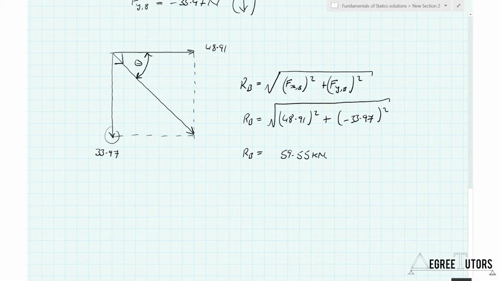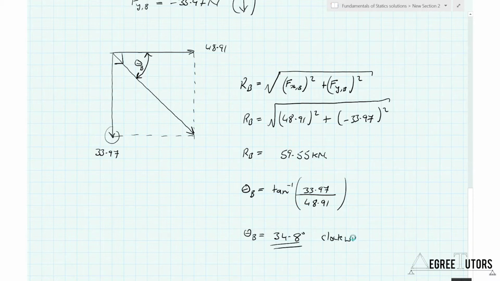Okay, so again, simple geometry will tell me, let's call it theta subscript b. So theta b is going to be the inverse tan, which gives 34.8 degrees, and it's important to state that that is clockwise from the positive x-axis. Okay, excellent. So now I've fully defined the equivalent force in system B. So I have the resultant and I have the orientation of the force.